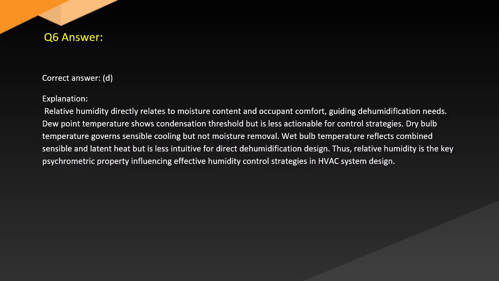Dew point temperature shows the condensation threshold but is less actionable for control strategies. Dry bulb temperature governs sensible cooling but not moisture removal. Wet bulb temperature reflects combined sensible and latent heat but is less intuitive for direct dehumidification design. Relative humidity is the key psychrometric property influencing effective humidity control strategies in HVAC system design.